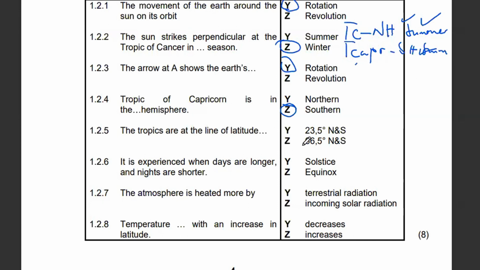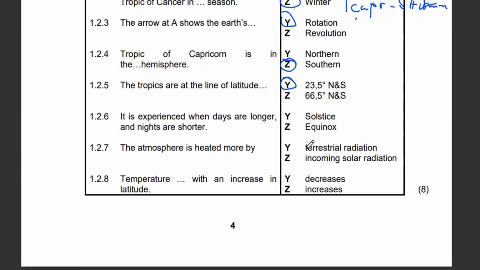Right. The tropics are at the line of latitude. The tropics, they are at 23.5 north and south. That is where we have our tropics. Tropic of Cancer, 23.5 degrees to the north. Tropic of Capricorn at 23.5 degrees to the south. It is experienced when days are longer and nights are shorter. A situation when days are longer and nights are shorter, that is a solstice. In equinox, we are having a situation of equality in the number of hours between the day and the night.